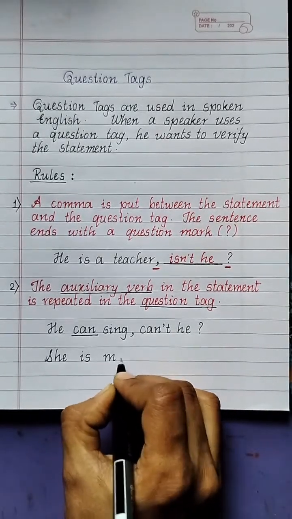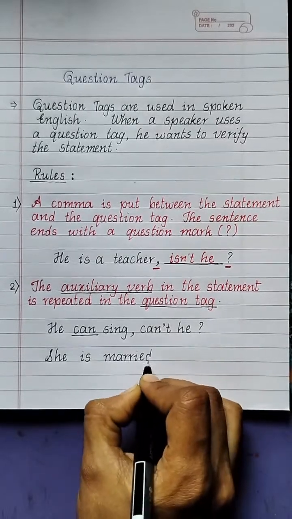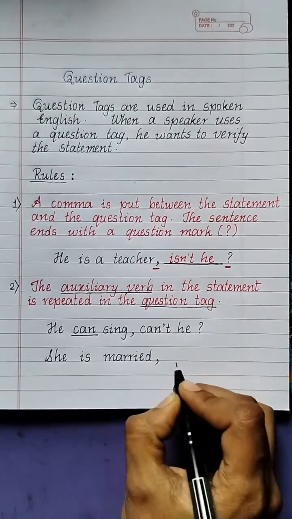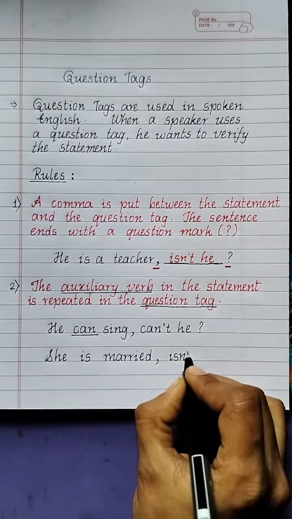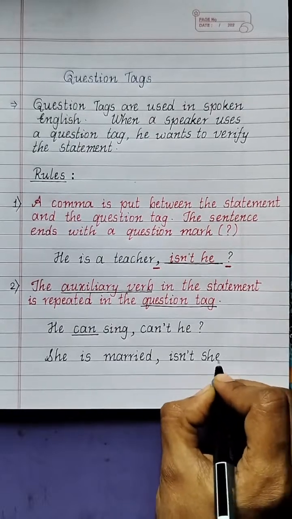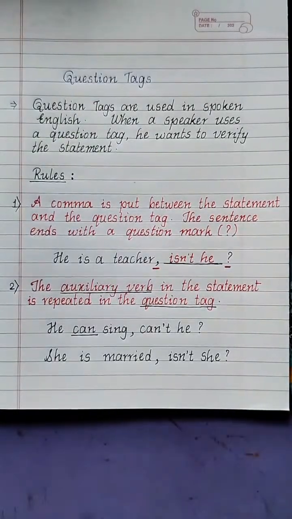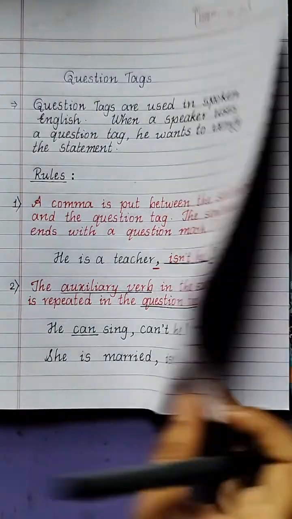Okay, let's take another example. She is married, comma, isn't she? Question mark. Okay, let's have a look at the third rule now.